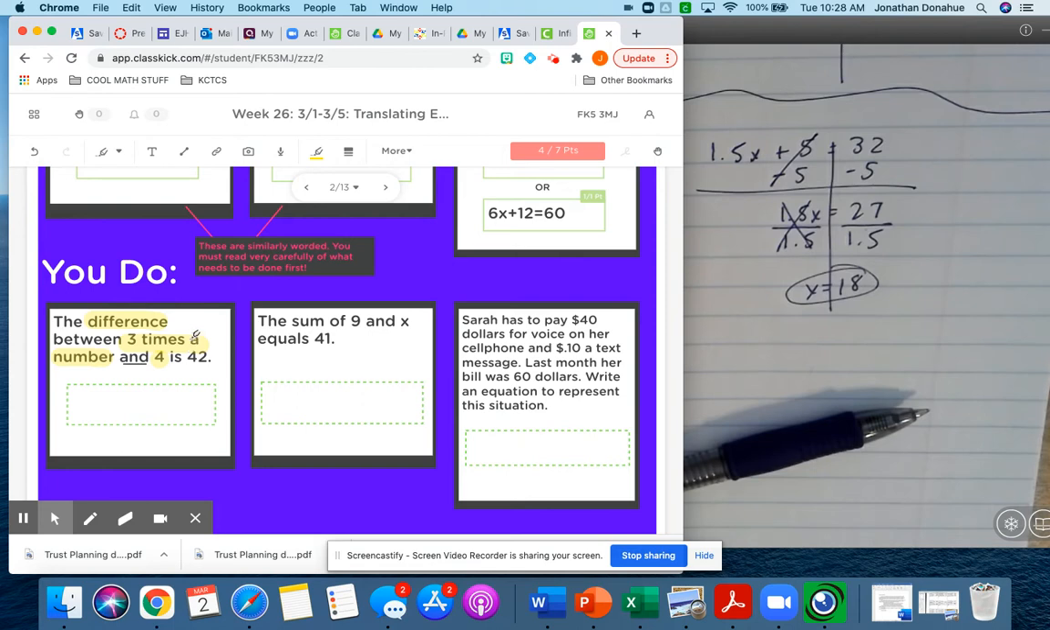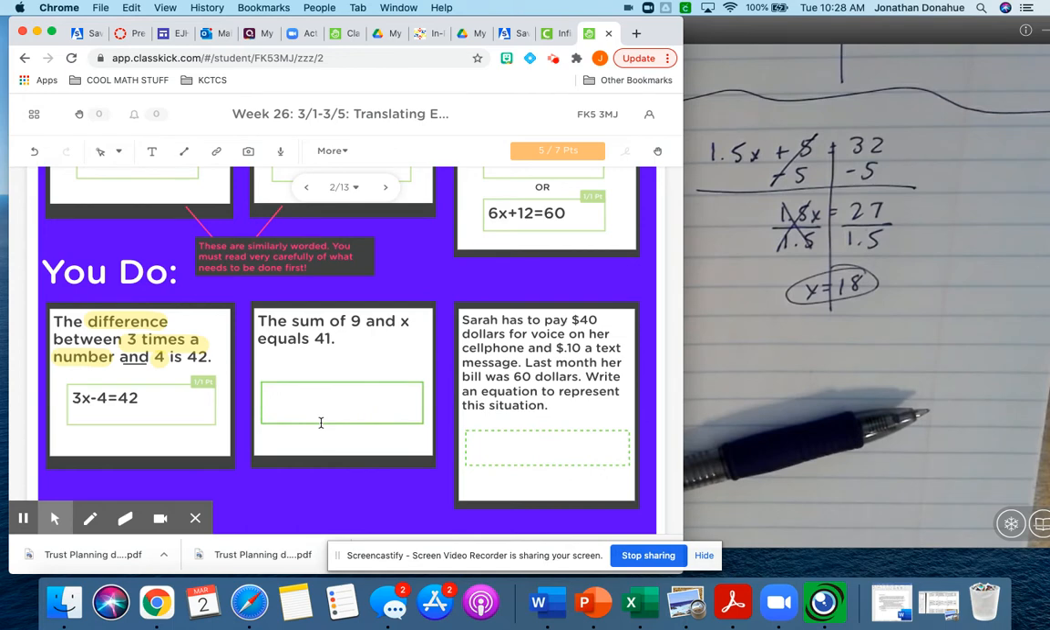So 3 times a number first. 3 times a number, and the difference between that and 4. We do not need parentheses because multiplication comes first, and that happens before subtraction, so we don't have to worry about putting parentheses anywhere. And then is 42. That's it. All right, this one's a little easier.